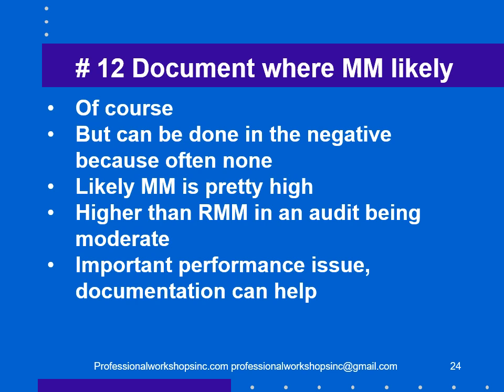Number 12, document where material misstatement is likely. I'm going to call this a performance issue because the whole new standard is written in the context of identifying where material misstatement is likely and then doing something about it. So of course that has to be done.